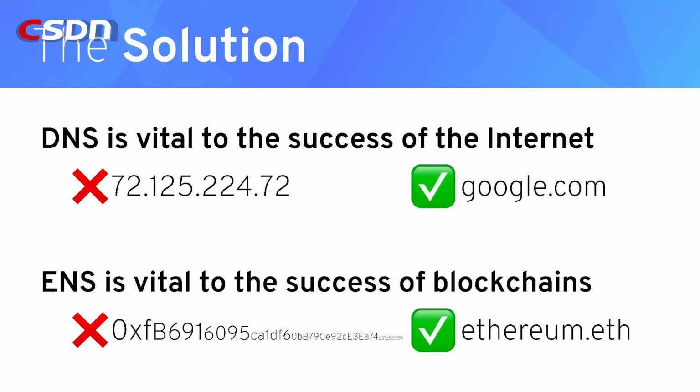So all computers have an address we call an IP address. It's just a string of numbers, looks like this. And this stays hidden in the background, though, because we have the domain name system of the internet. ENS does exactly the same thing.